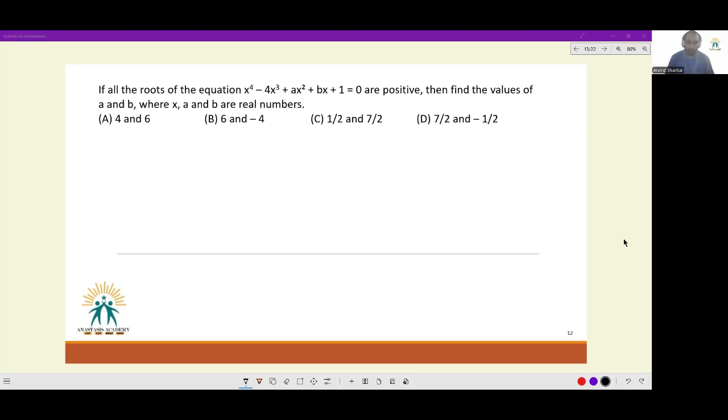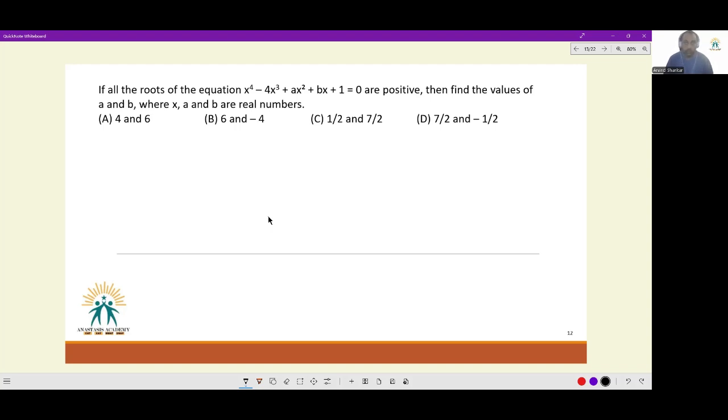If all the roots of the equation x raised to the power 4 minus 4x cubed plus ax square plus bx plus 1 are positive, then find the values of a and b, where x, a, b are real numbers.